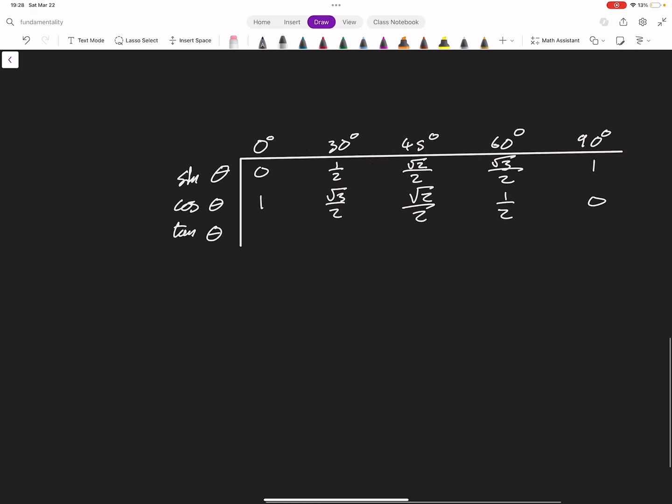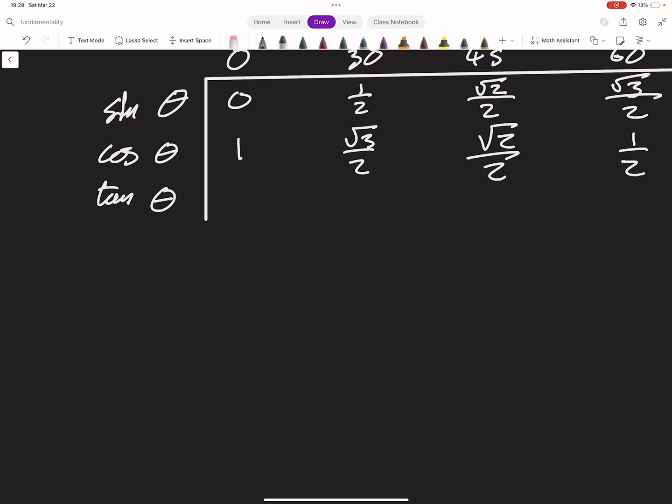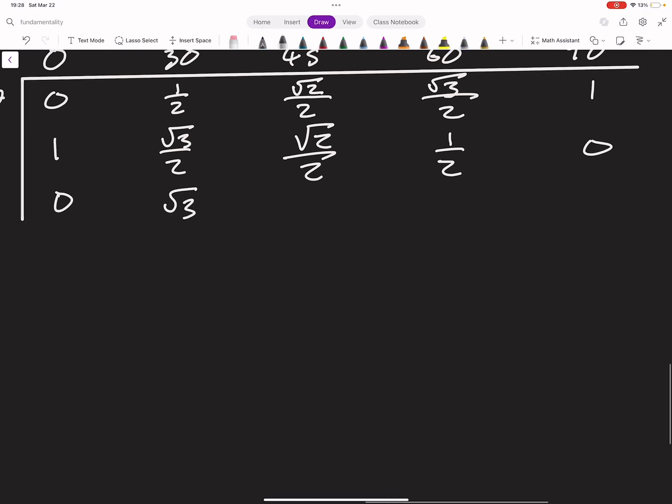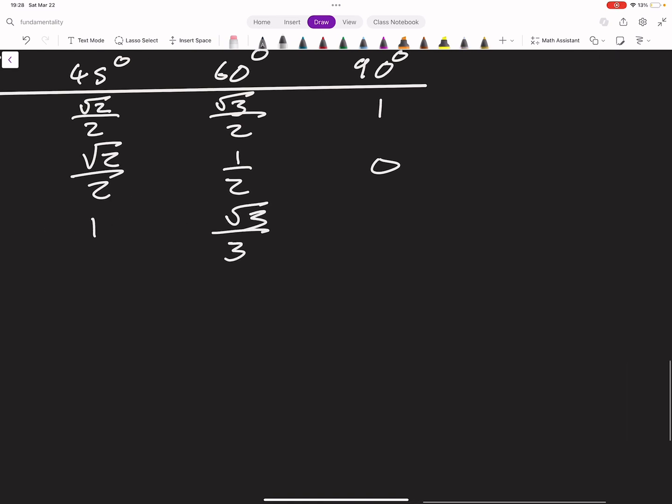Then tan theta, this is a bit above basic trigonometry, but can't hurt. But tan theta you can figure out by doing sine theta over cos theta. You can just memorize these, or you can just memorize that and then work it out. So what would that be here? 0, root 3, 1, root 3 over 3.